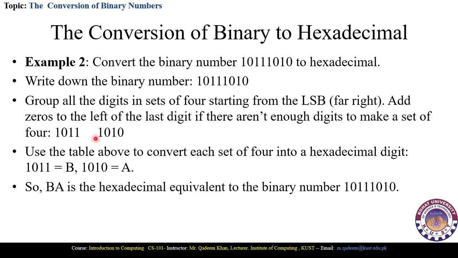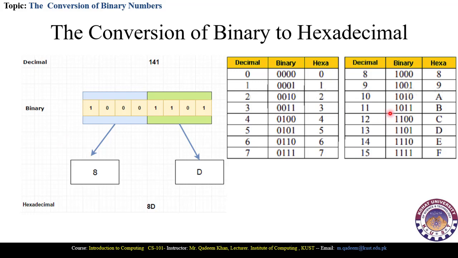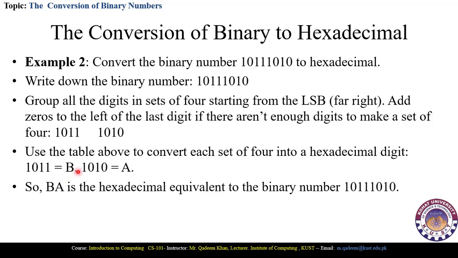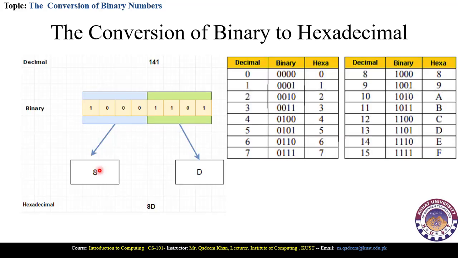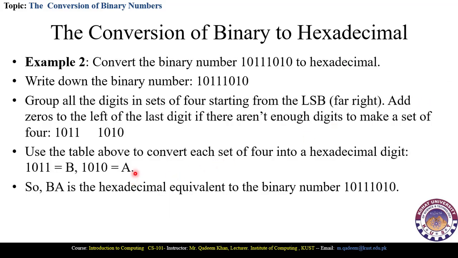But in this case we have 4 bits in each group, so 1010 and 1011. Now use the table which we have provided here. For example, 1011 in the table is equal to B. Similarly, 1010 is equal to A. So use the table for conversion of these bits to hexadecimal.